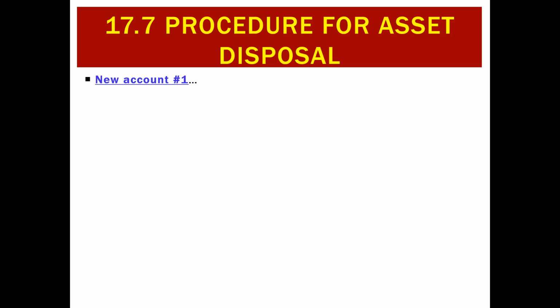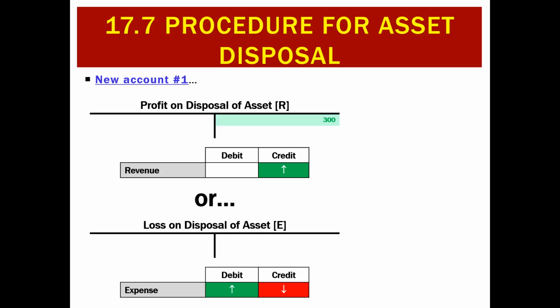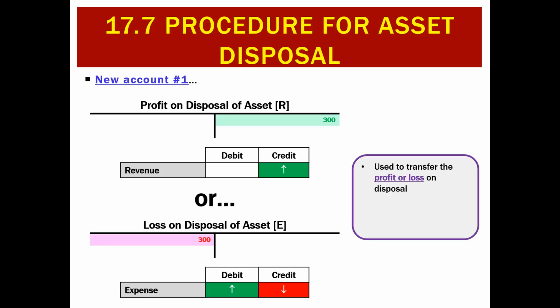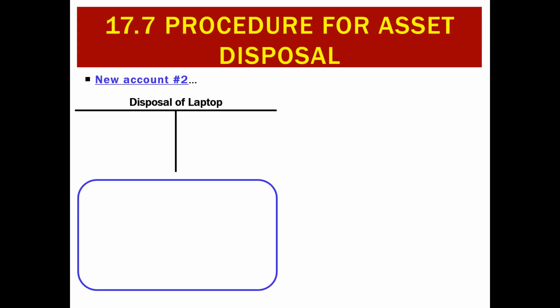So what we need to do is first of all create the first new account. Now it's either a profit on disposal, which is a revenue, or it's a loss on disposal, which is an expense. And it doesn't matter whichever circumstance it is, we're going to shut that ledger at the end of the period to the profit and loss summary account, just like we do with any revenues or any expenses. Now in this example with the laptop, we're going to need this ledger because we ended up making a loss on disposal. So let's figure out how we would do this.